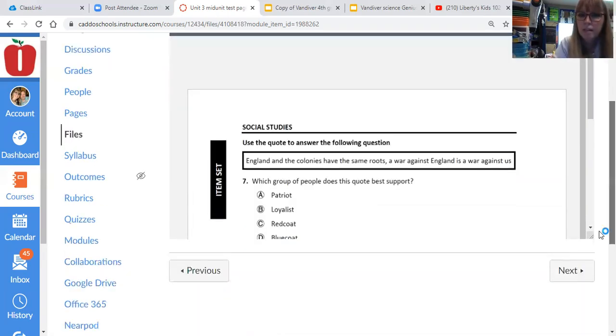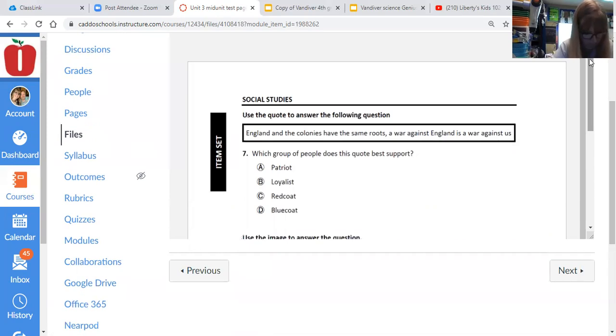All right. Using the quote, we're going to answer the question just below it. England and the colonies have the same roots. A war against England is a war against us. Which group of people does that quote best support? A, patriots, B, loyalists, C, redcoats, or D, bluecoats? That quote would come from which group of people? A patriot, a loyalist, a redcoat, or a bluecoat?